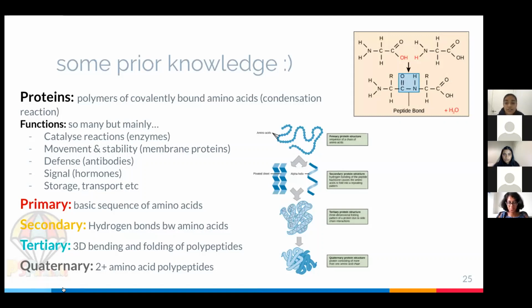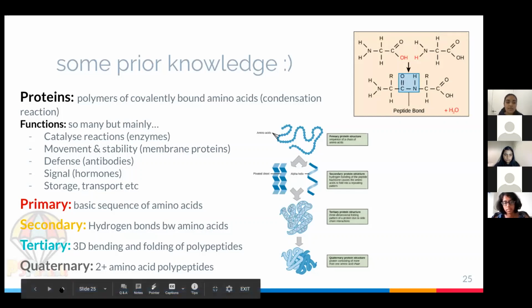So there are many functions of proteins. Some of the main ones are catalyzing reactions, movement and stability. So you might see them in the cell membrane, defense, signal, storage, and transport. So there's the main structures of a protein: primary, secondary, tertiary, and quaternary. You can read this in your own time, but you probably might know them already. Next slide, please.